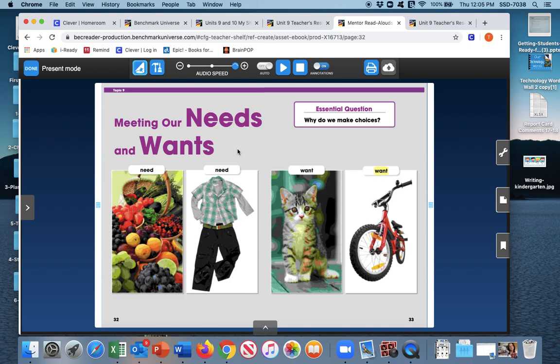When I think about making choices, I have many questions. Why do I need some things and want other things? Think about that question and try to answer it out loud. Why is it important to make choices?